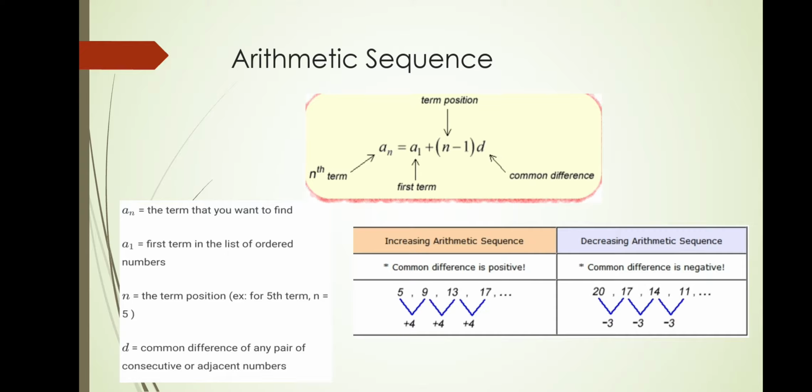So we have a positive common difference which denotes an increasing arithmetic sequence. On the right naman, we have a negative common difference. Now, if you minus 17 to 20, it is negative 3. 14 to 17, it is negative 3. And 11 minus 14 is negative 3. Now, it denotes a decreasing arithmetic sequence.